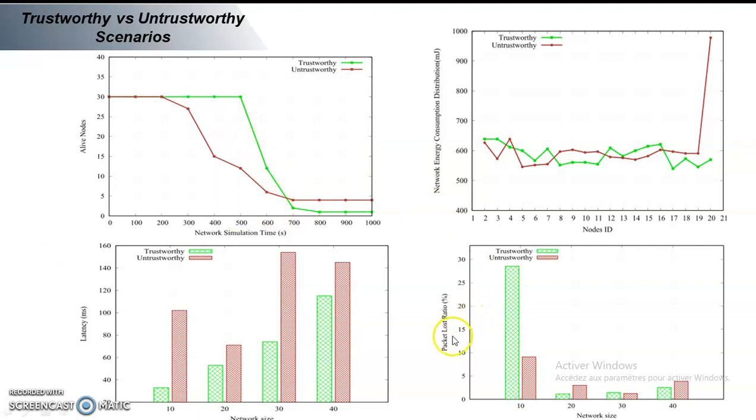The packet loss ratio under the trustworthy and the untrustworthy environment constraints is presented in this figure. We notice that the packet loss is not consistent with the increase in the number of nodes. Thus, the loss of packets depends on the distribution of nodes in the interference range, the density of the network, and the position of the malicious node.